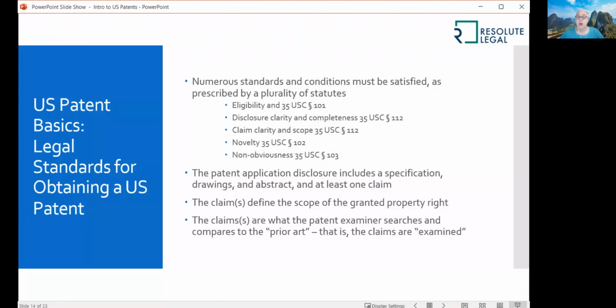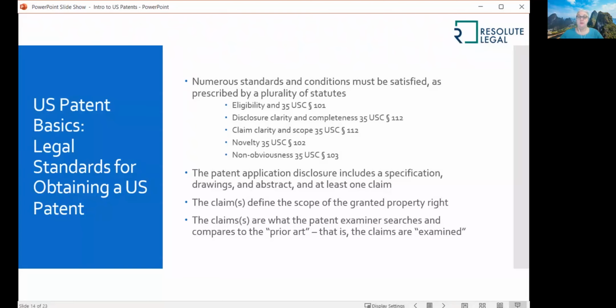But overall, a patent application in the United States has several parts. It has a specification, which is the written description of the idea of the invention. It has drawings, which illustrate the invention. It has an abstract, which is a short, brief description of the invention. And it has at least one claim. And the claim is the legally operative part of the patent. The claim is what defines the scope of the invention by which our court system will judge whether or not someone is infringing.